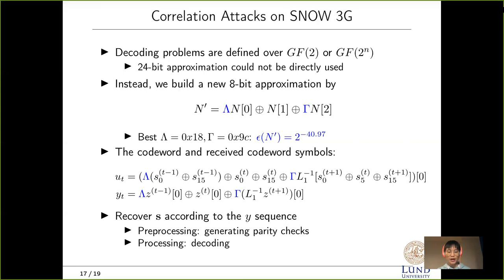Then we could get every element of the code word U_T and the received code word Y_T. And here we could see they are linear combinations of the states or the keystream blocks. Then the task is to recover the information symbol S according to the received Y sequence, and it consists of two stages. During the pre-processing stage, many parity checks are generated, while during the processing stage, the decoding is performed.